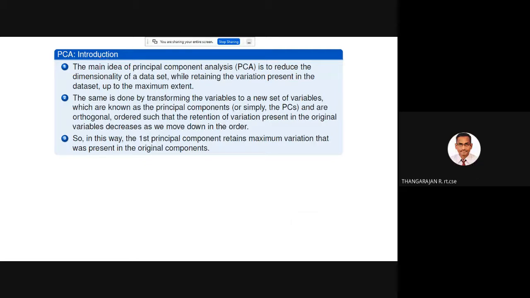So we were discussing the principal component analysis. The main idea of principal component analysis is to reduce the dimensionality of the data set by retaining the variation present in the data set. So you want to retain the variation and at the same time reduce the dimension. That is possible through your SVD.